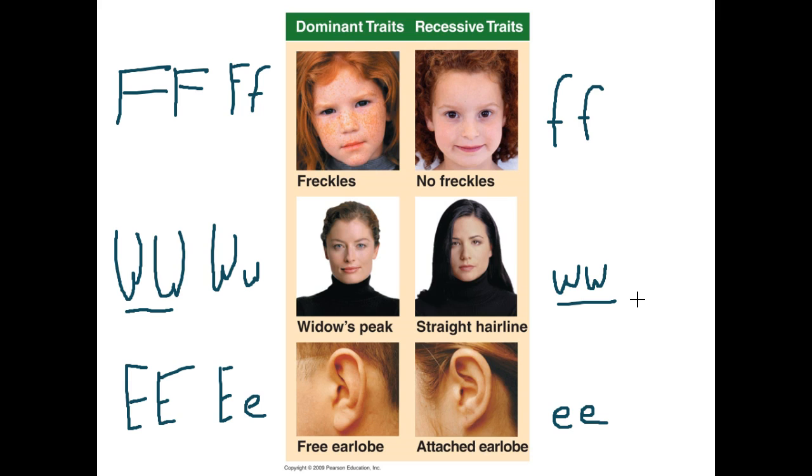Okay, well, if you did it, you found out that when you cross the homozygous dominant to homozygous recessive, 100% of the children will have the widow's peaks, and 100% of the children would have the genotype of big W, little w. The genotype would be big W, little w, and the phenotype would be the widow's peak.